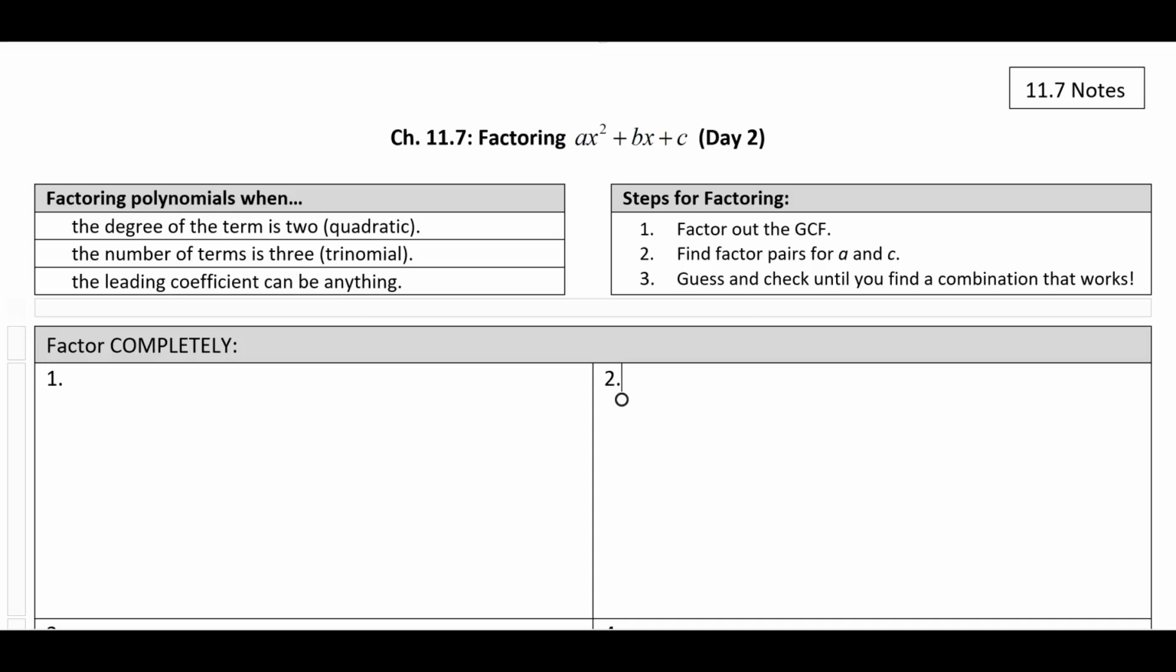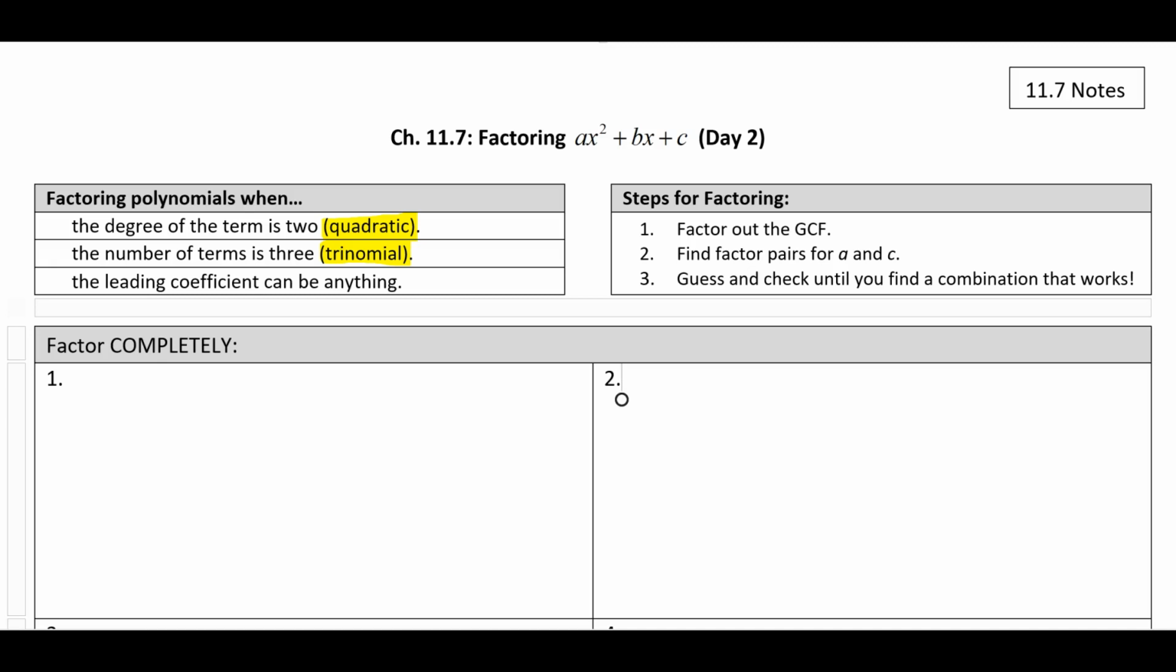In today's lesson, we're going to continue factoring ax squared plus bx plus c. So we're still looking at quadratic terms. We're still looking at trinomials. The only difference is today our leading coefficient can be anything. It can be 1, it can be prime, it can be composite. Now just recall, composite means that it has more factors than 1 and itself. So meaning like 4 has 1 and 4 and then 2 and 2.